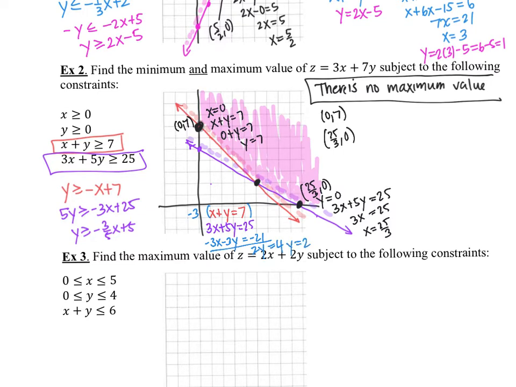Okay, so I got y equals 2, and then I am going to plug it into x plus y equals 7. So x plus 2 equals 7, x equals 5. I should have left more space. So (5, 2), which does look realistic on my graph.